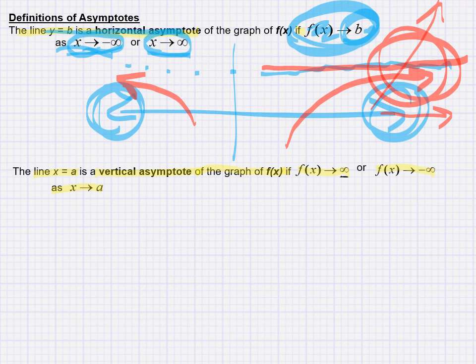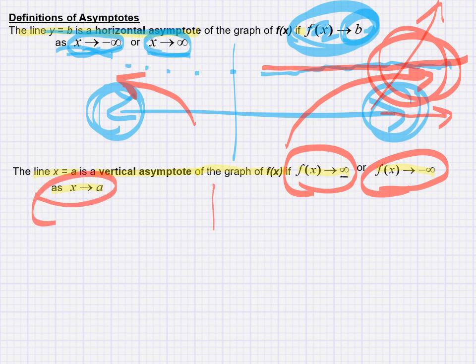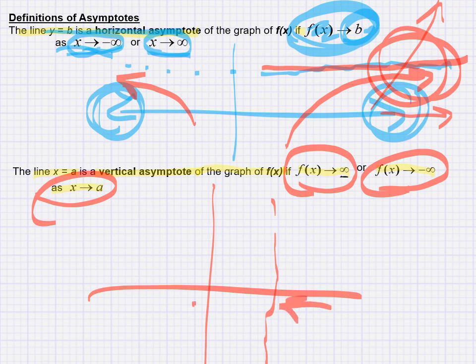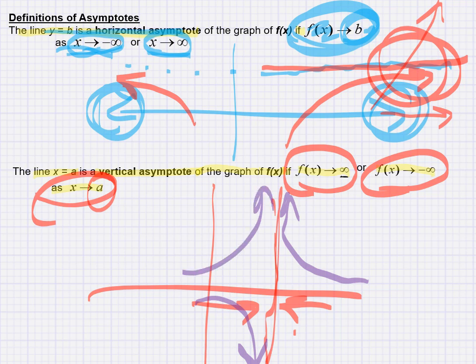Vertical asymptote is sort of the same thing in opposite nature. The y value is going to go to positive or negative infinity as x goes to a constant. So what happens here is we have a vertical line, and x is getting closer and closer to this constant value, this vertical line. And then the graph of the function, or the y values, will either shoot up to positive infinity or shoot down to negative infinity on either side. Sometimes both sides go to positive infinity, sometimes both sides go to negative infinity. Sometimes one goes up, one goes down.